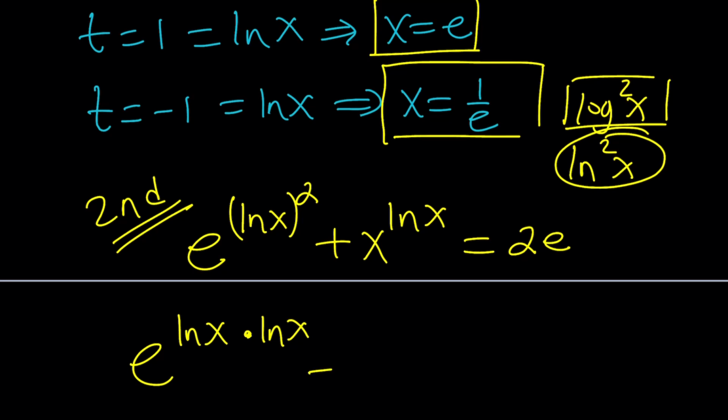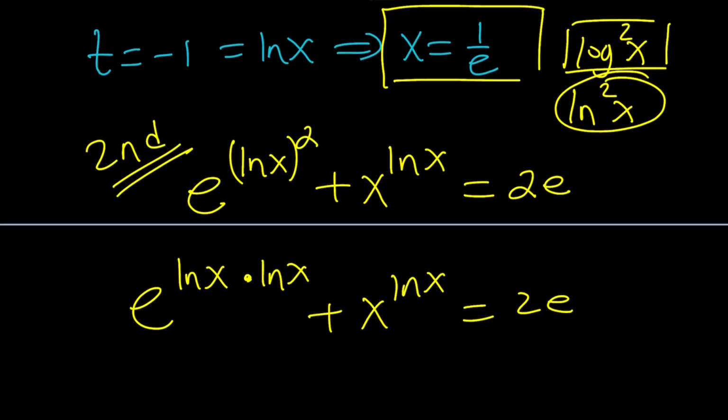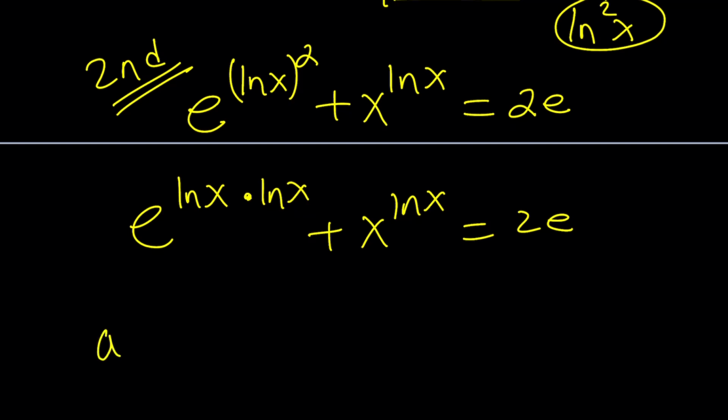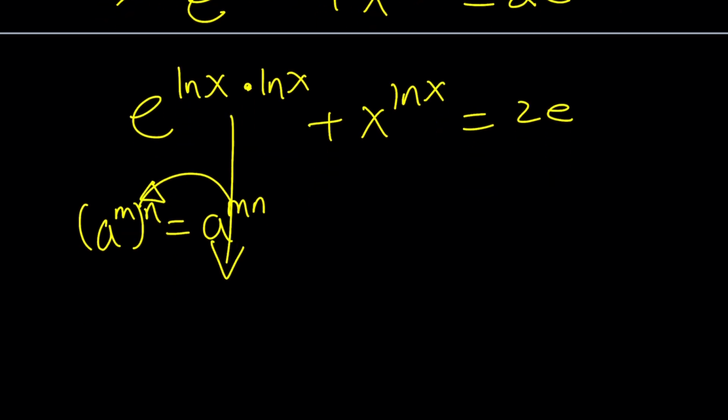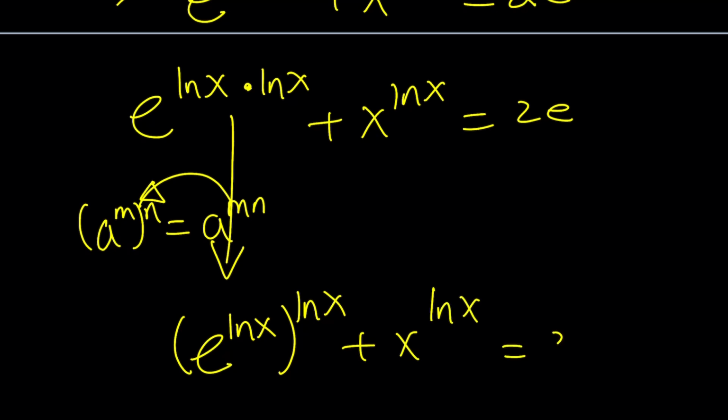Great. But what is so great about it is that you can actually use properties of exponents. Whenever you have a to the power m to the power n, it's a to the power mn. And you can reverse the process. Whenever you have the product of two exponents, you can put one of them inside the parentheses. Make sense? Kind of like factoring. So this can be written as e to the power ln x, to the power ln x, nice, plus x to the power ln x equals 2e.